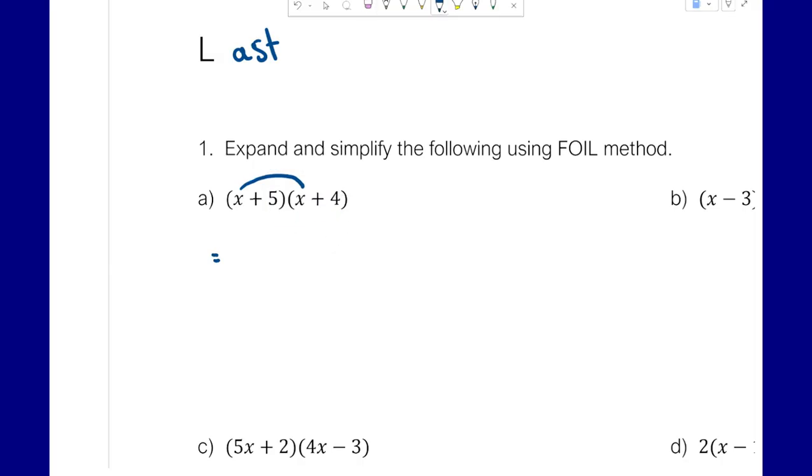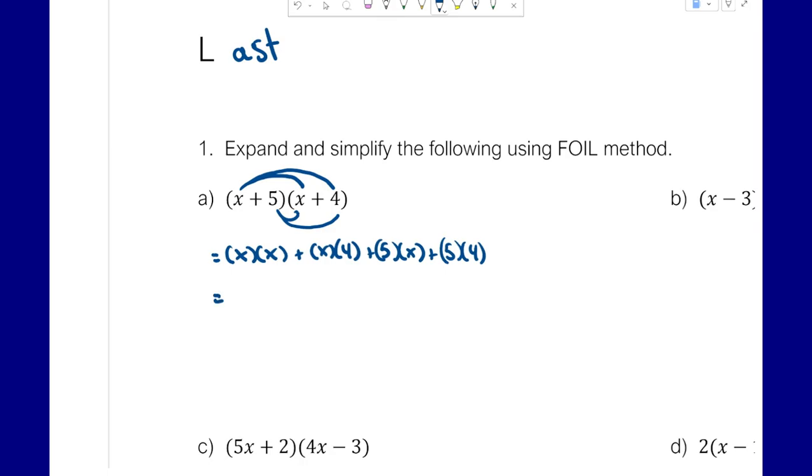So x times x. Again, depending on how comfortable you are with doing some of the math in your head, you might break it down step by step. So x times x is the first one, plus x times 4, plus 5 times x, plus 5 times 4.